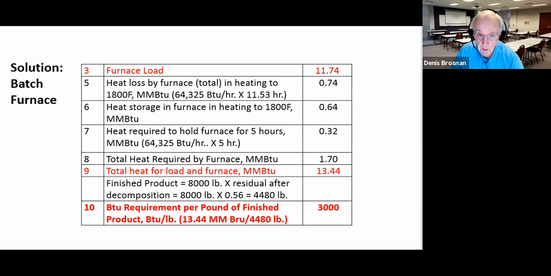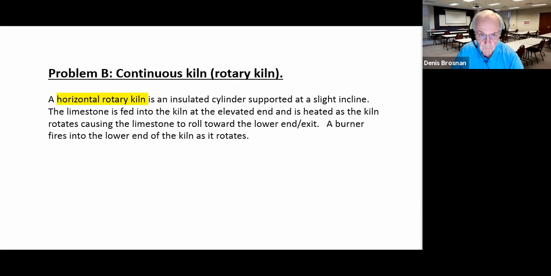The way we've done all the problems, the heat requirement is the heat required by the load plus the heat loss plus the heat storage. That's what we got, 3,000 BTUs per pound. Now the accountants may be breathing down your neck and saying we've got to figure out a way to reduce that. That's a little too much energy, too much cost.